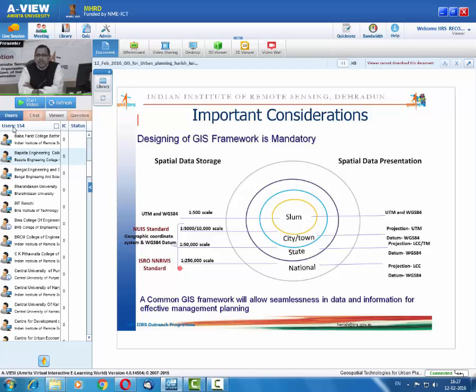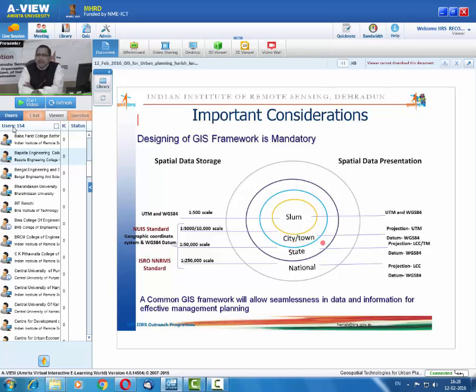In this case, for the projection system, in India we generally take Lambert conformal conic and the datum as WGS84. And when you go for state level planning, for example 1:50,000 scale mapping, then for some states in India we take the Lambert conformal conic, and for some states it is taken as TM, but the datum is WGS84.